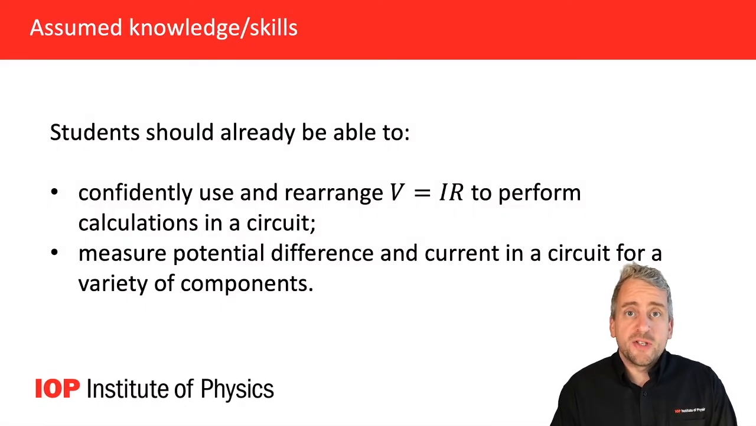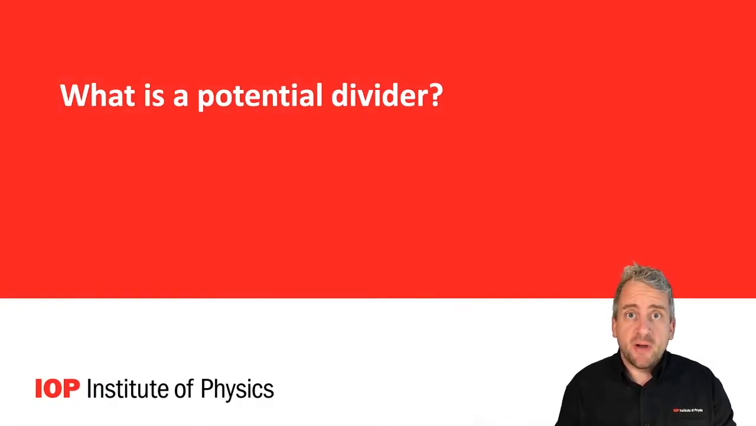Before we teach our students much about potential dividers, we need to be really comfortable that they can use the equation V equals IR and rearrange it happily. They need to be able to measure potential difference and current for any components in a circuit and use that to calculate the resistance. So what is a potential divider?